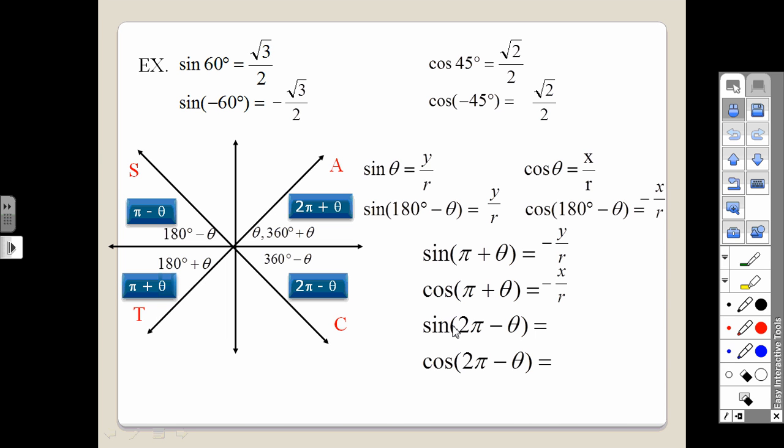Okay, now the sine of 2 pi minus theta. Well, 2 pi minus theta is like going a full rotation and then subtracting a little bit. That puts you down here in the fourth quadrant. So sine is negative, but cosine is positive.